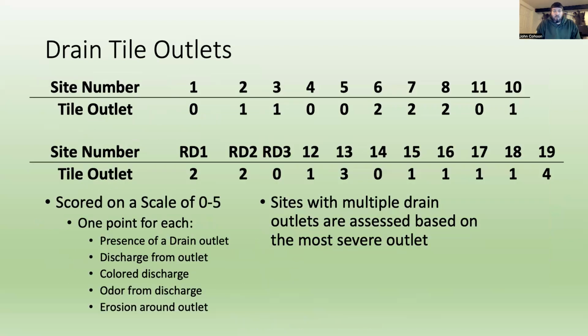So, our data shows that, generally speaking, most of the sites that had drain tiles were 1s or 2s on our scale. Site 13 and then Site 19 each had drain tiles that were showing some additional signs of concern, but nothing that we found to be particularly marked in terms of things that needed to be addressed in a short-term fashion.